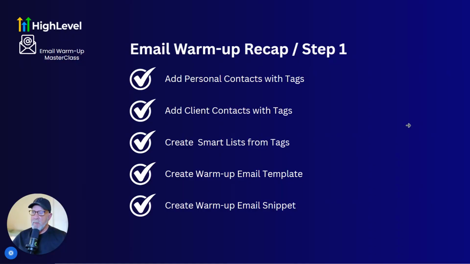Okay, let's do a little recap here. It seems like we've covered a lot, but we really haven't. It's just some initial setup and some daily routines. So step 1, we're going to add the personal contacts with tags. We're going to add client contacts with tags. We're going to create smart lists from those tags. We're going to create a warm-up email template. We're going to create a warm-up email snippet.